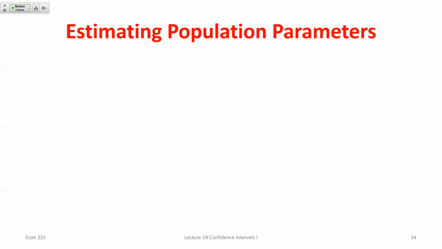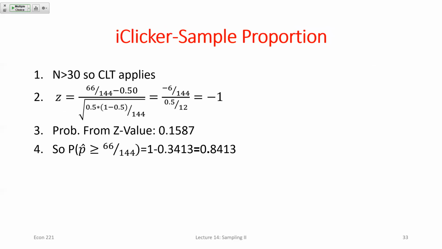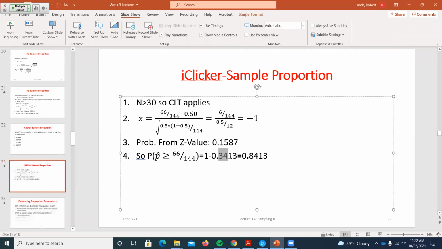So I think I have all this here. Oh, this is wrong. I probably changed the value and forgot to change this one. I just saw that. So this should be 0.1587. Let me just save this so when I post the complete version of the slides, we'll have that correct.